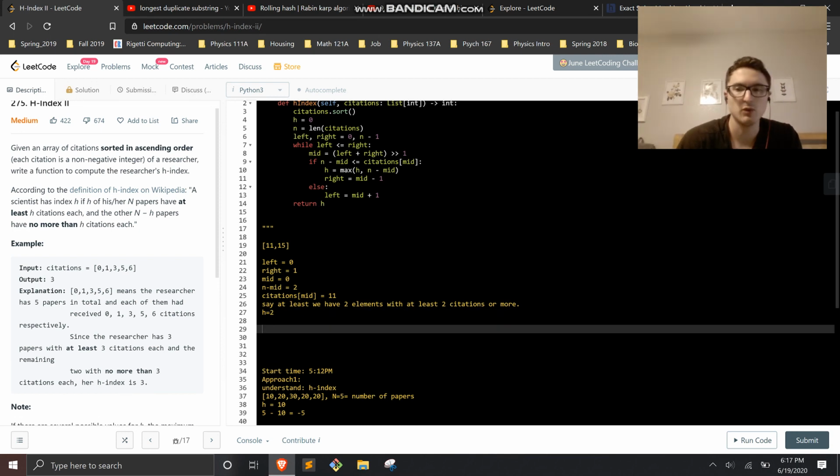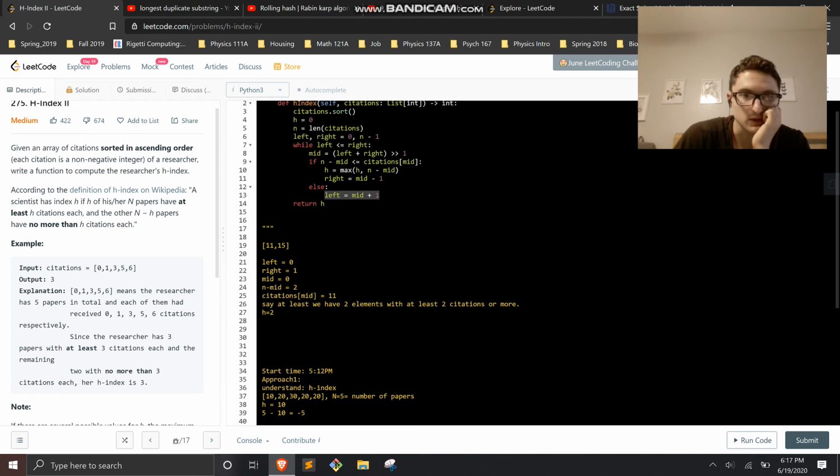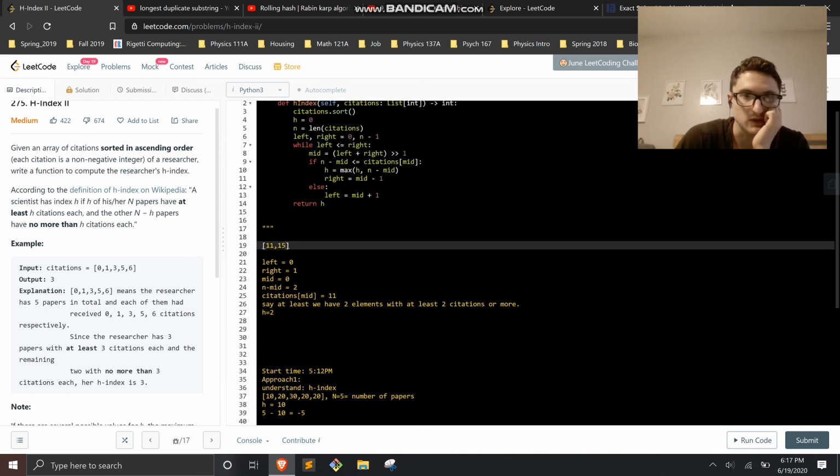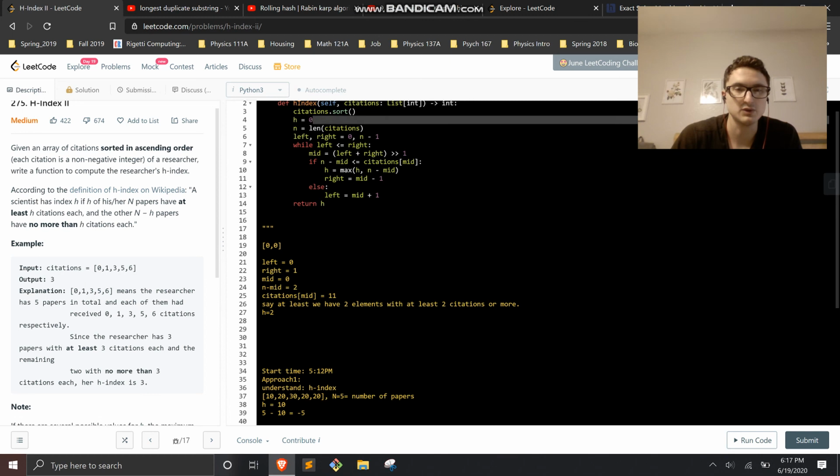And a little bit more about why we move the right pointer here. So the left pointer is good. So it works for these examples, right? And if you have an example where you have 0, 0, well, basically this is never going to update h, because the n minus the mid is always going to be greater than the number of citations. So you're just going to return h equals 0. So that's why we have h equals 0 here.